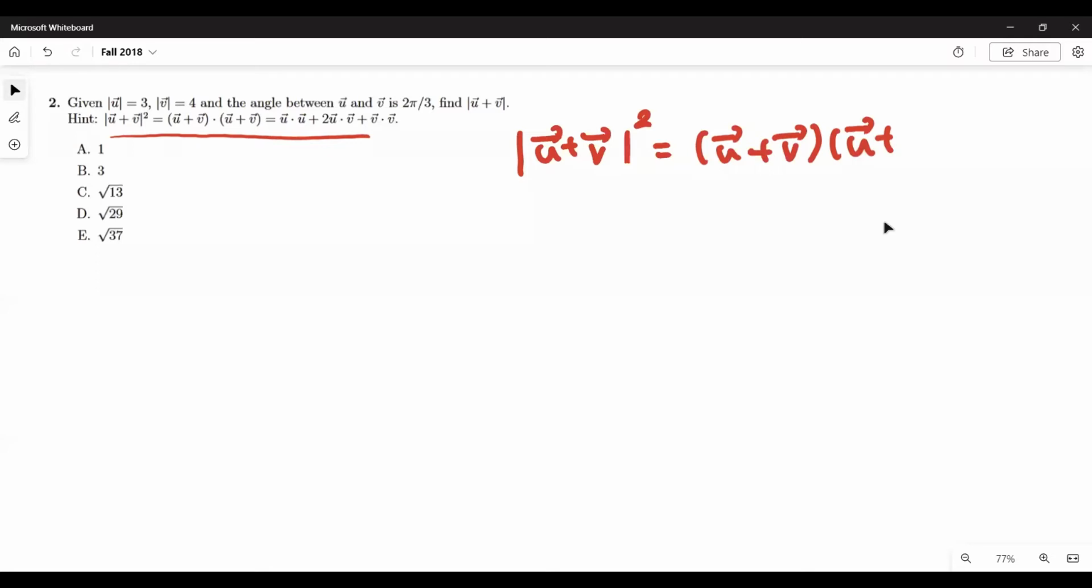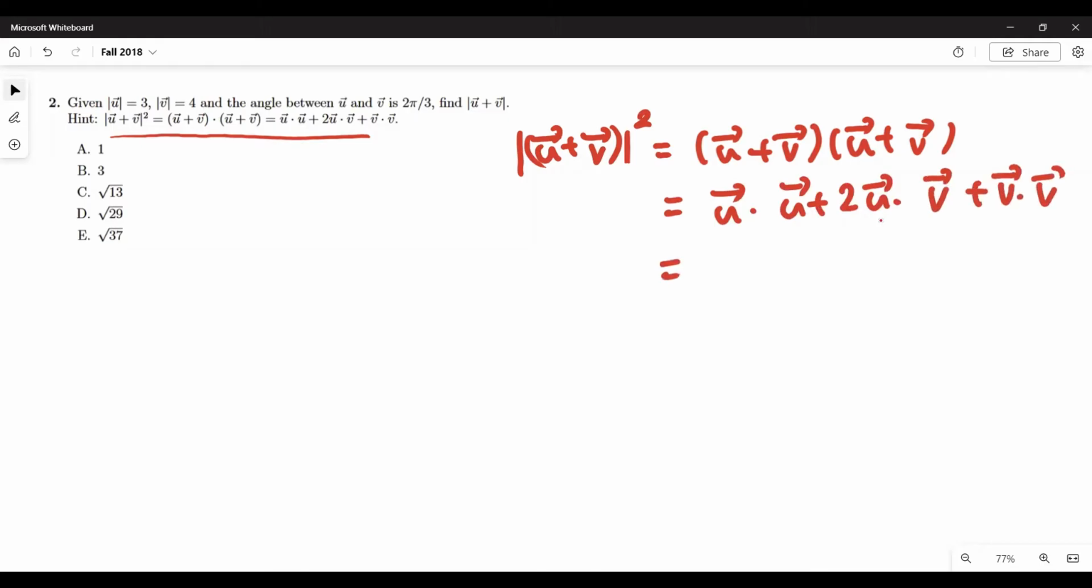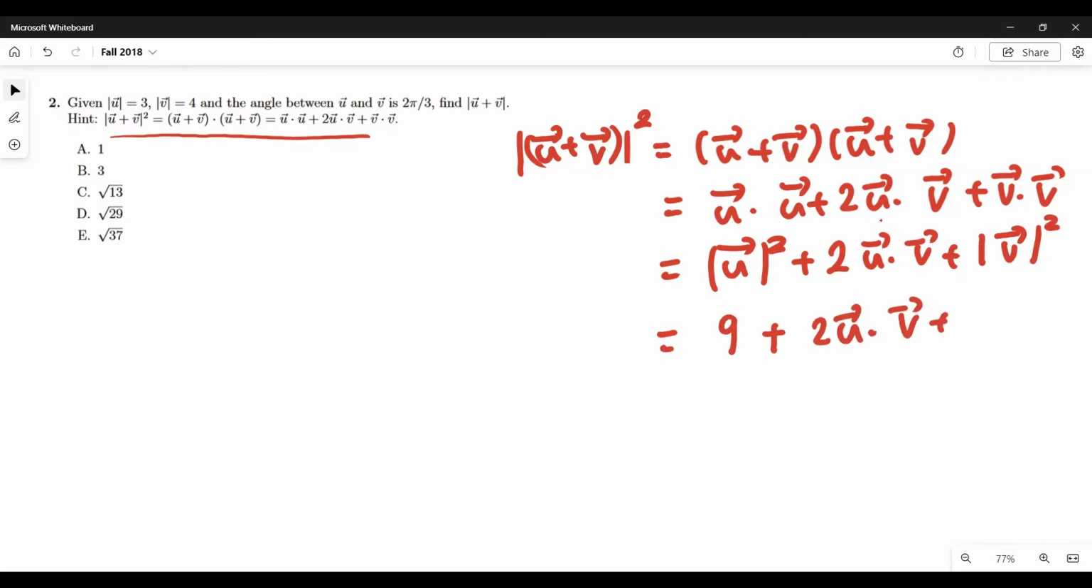So this question asks, find the magnitude of u plus v. Using the hint, the magnitude of u plus v squared is the same as (u plus v) dot (u plus v). Let's write it down. This gives you u dot u plus 2 u dot v plus v dot v. u dot u is the same as the magnitude of u squared, and v dot v is the same as the magnitude of v squared. We are given the magnitude of u is 3, this gives you 9, and the magnitude of v is 4, so the magnitude of v squared is 16. This gives you 25 plus 2 u dot v.